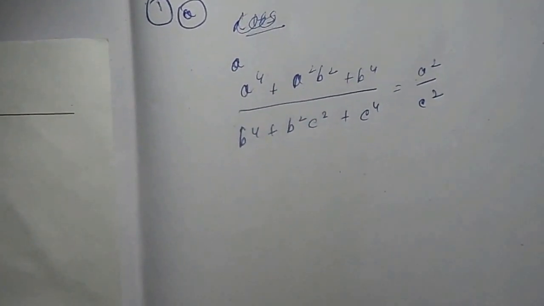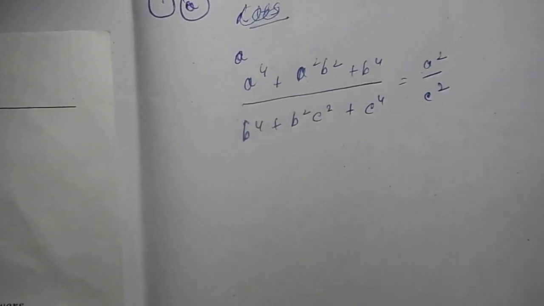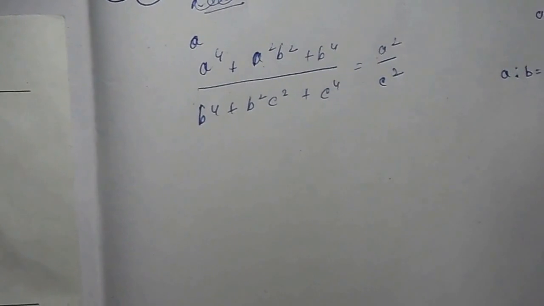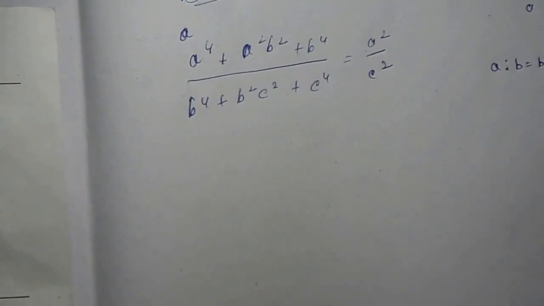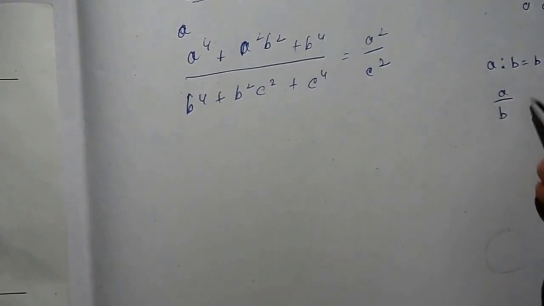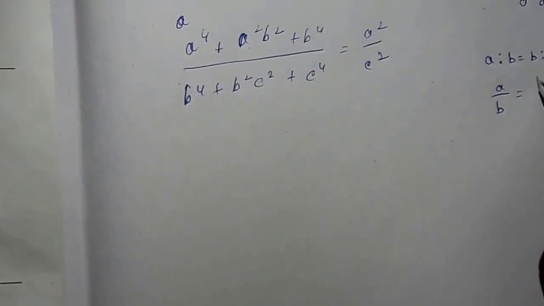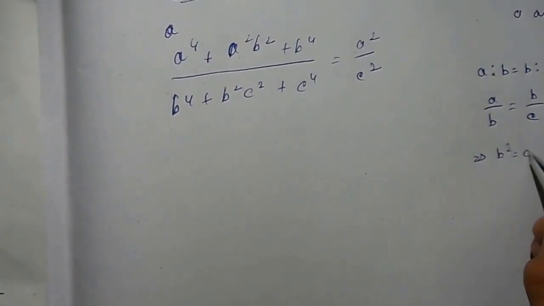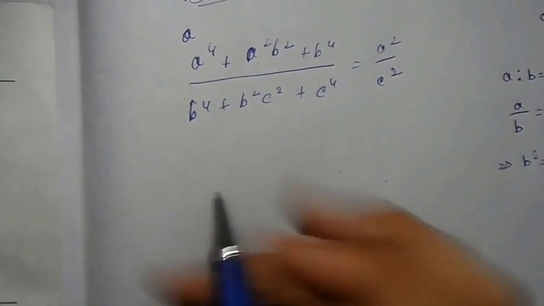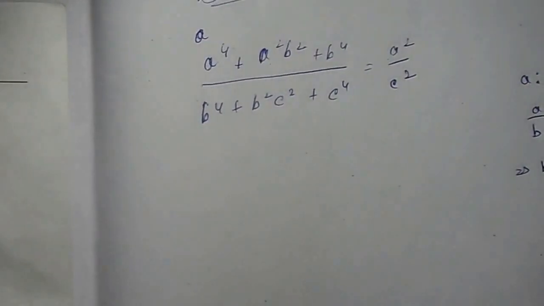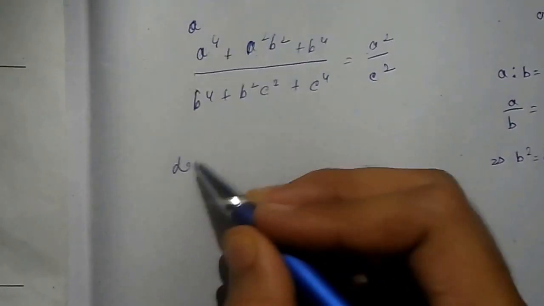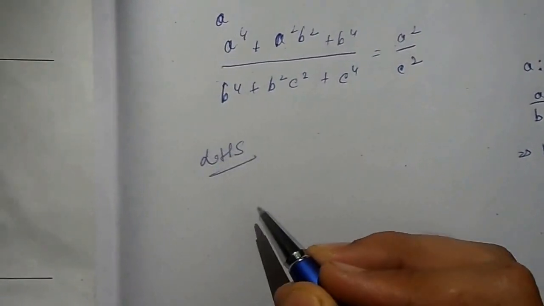Now as we know, B is the mean proportion between A and C, that is, A is to B is equal to B is to C. So it's quite easy to understand that A by B is equal to B by C. Cross multiplying it, we get B square is equal to AC. Now this is very easy stuff, you can do it very easily. So we will put all the values of B square on the left hand side of this equation. Okay, so we'll start solving LHS.